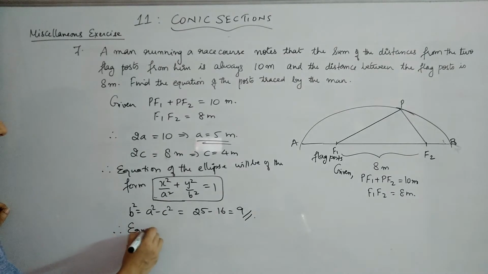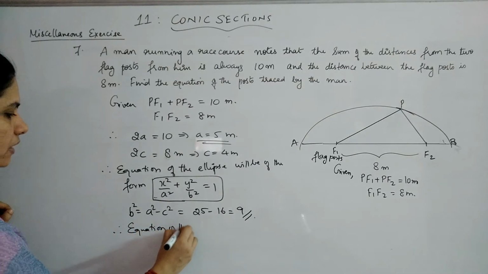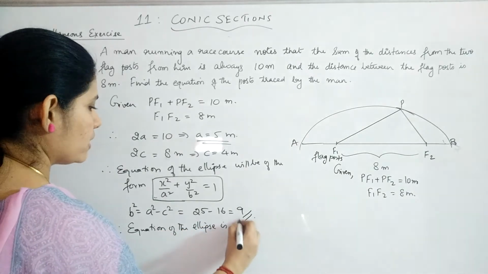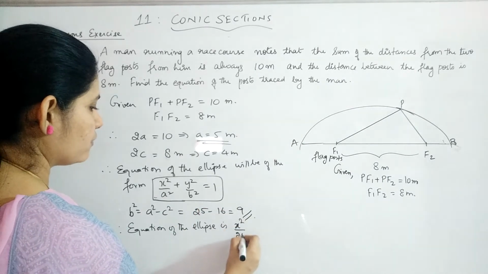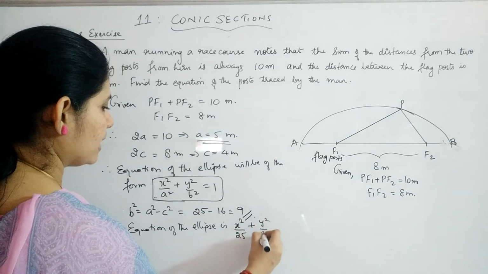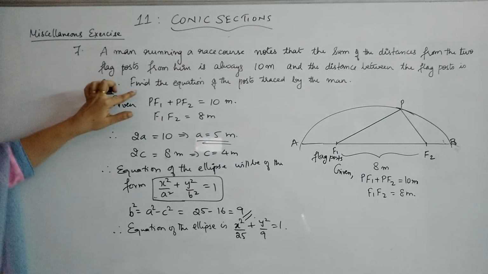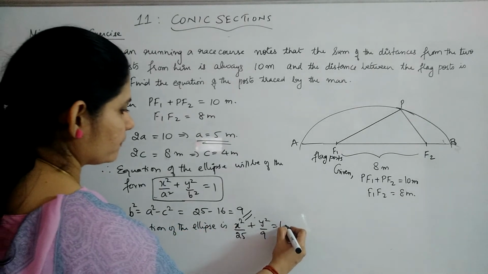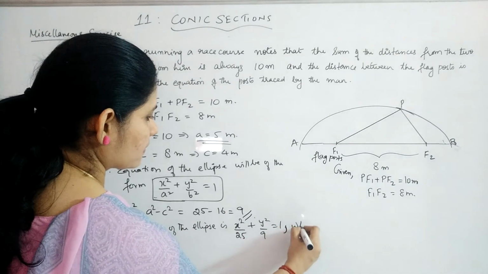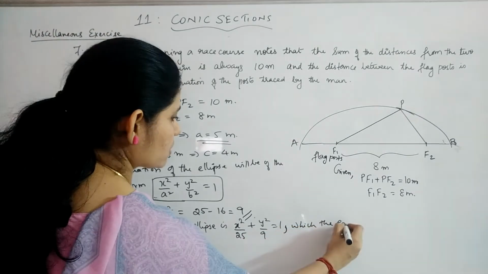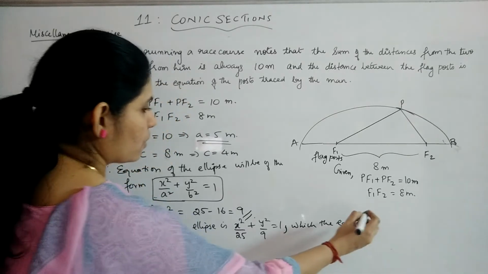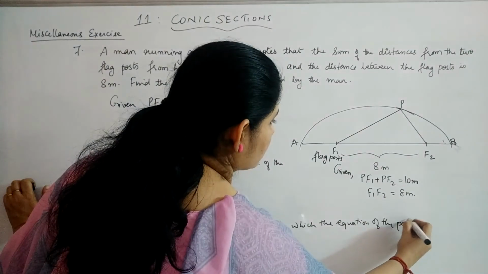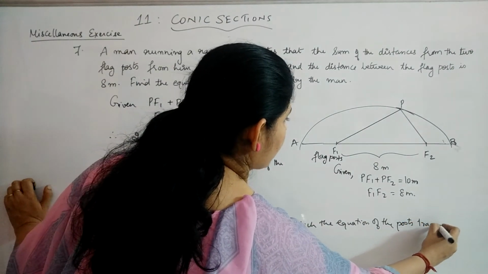Now the equation of the ellipse will become x square by 25 plus y square by 9 is equal to 1. So this is the equation of the path traced by the man.